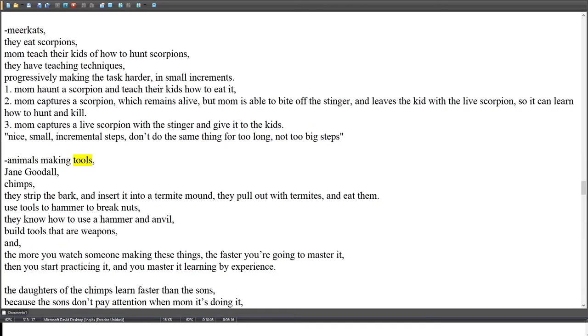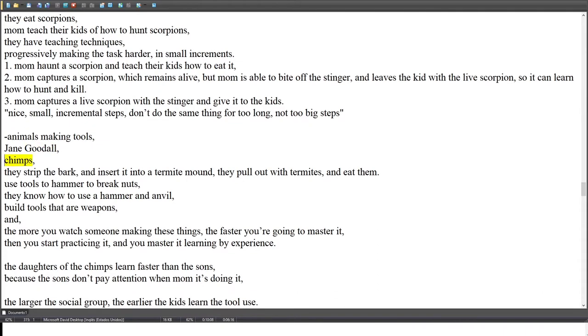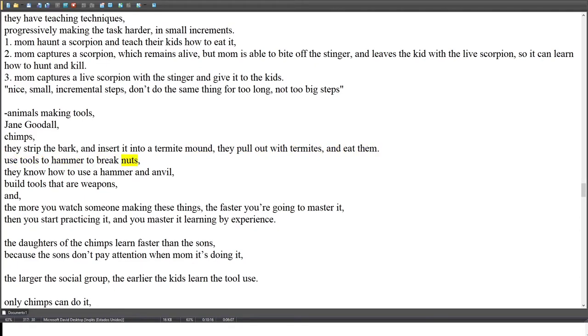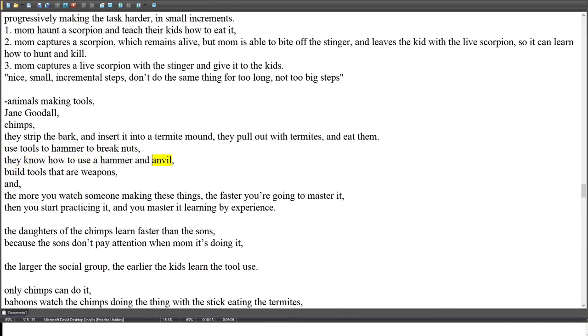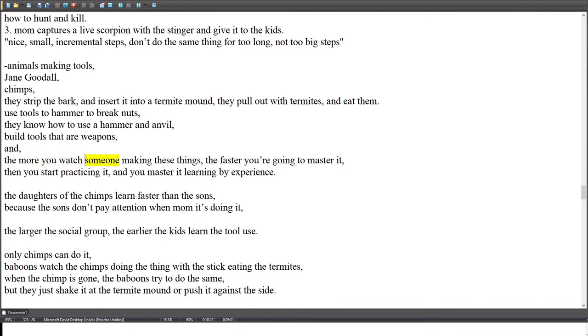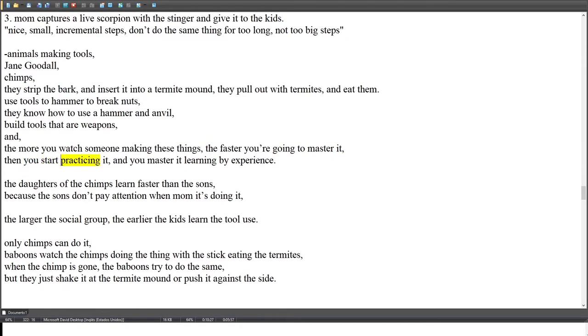Animals making tools. Jane Goodall. Chimps strip the bark, insert it into a termite mound, pull it out with termites, and eat them. They use tools to hammer and break nuts. They know how to use a hammer and anvil. They build tools that are weapons. And the more you watch someone making these things, the faster you're going to master it. Then you start practicing it, and you master it by learning from experience.